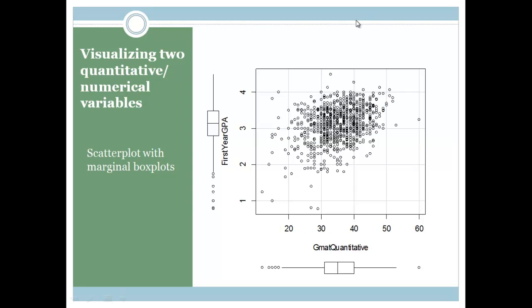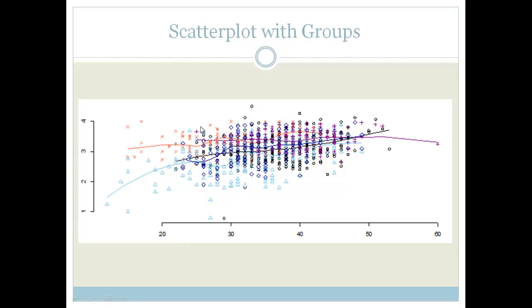Here are just some other things. This is the same thing as a scatterplot, but now for each of the two variables, in this case a GMAT quantitative score and then the first year of an MBA GPA, in addition to having the scatterplot, I'll have in the margins here a box plot for the GMAT and a box plot for the GPA, just enhancing this scatterplot a little bit.